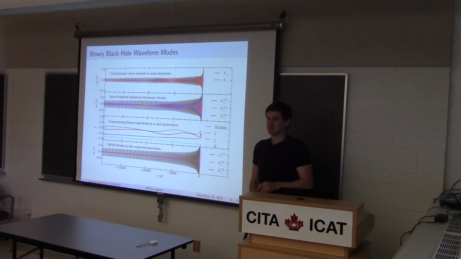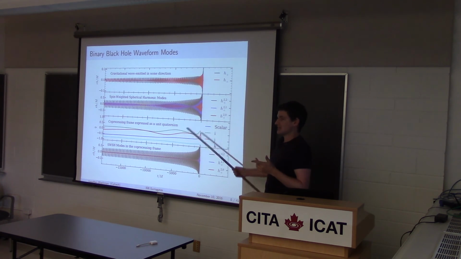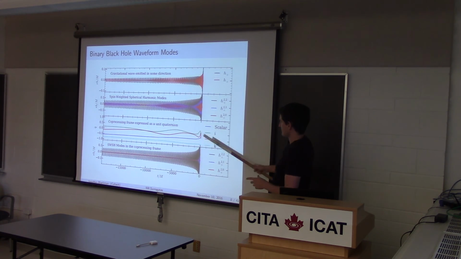So what we do for precessing systems quite often is that instead of decomposing the waveform into modes in a fixed inertial frame, we choose a frame that is precessing along with the orbital plane of the binary. If we do that, this precession looks something like this, where we're representing the rotation from the inertial frame to the precessing frame as a unit quaternion. You see they vary quite slowly on the precession timescale, except at merger, where this precession timescale becomes comparable to the orbital timescale.